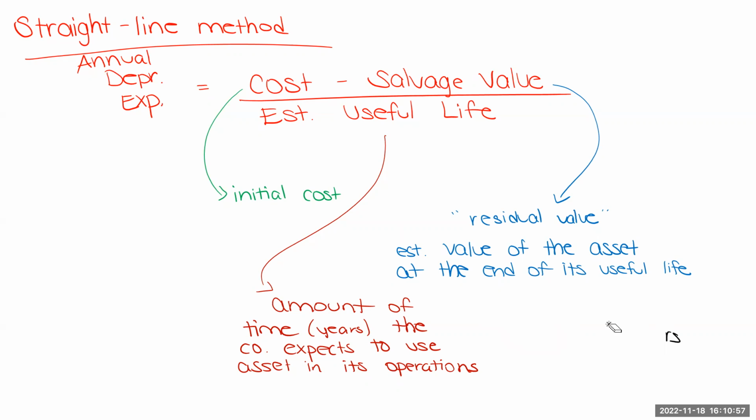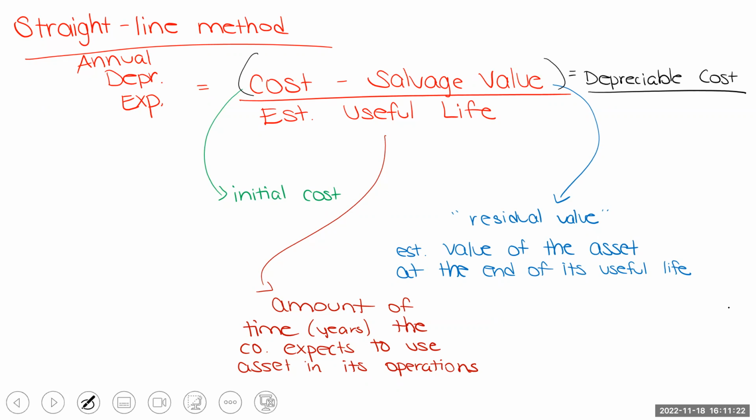All right, in homework problems, they have to give you the cost, the salvage value, and the estimated useful life. They have to give you those 3 items. Otherwise, you wouldn't be able to calculate depreciation. Okay, one more thing I want to mention. Cost minus salvage value, sometimes that's referred to as depreciable cost or the depreciable base. Okay, so another way of writing this formula would be depreciable cost over the estimated useful life. Just want you to have that in case the homework problem says depreciable cost instead of cost minus salvage value. Now you know what it is.